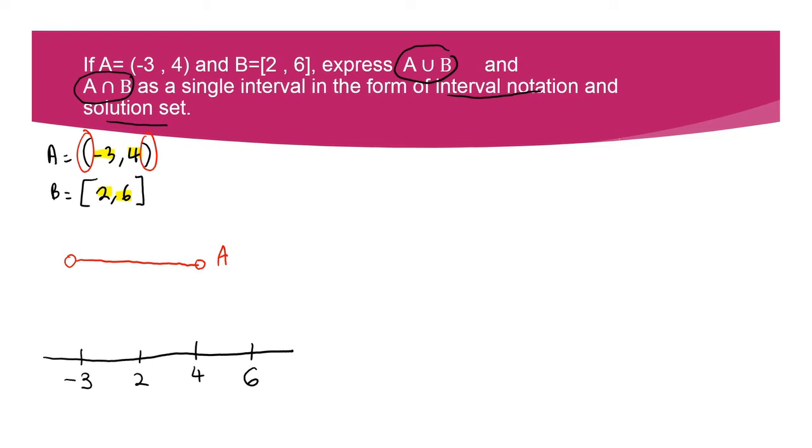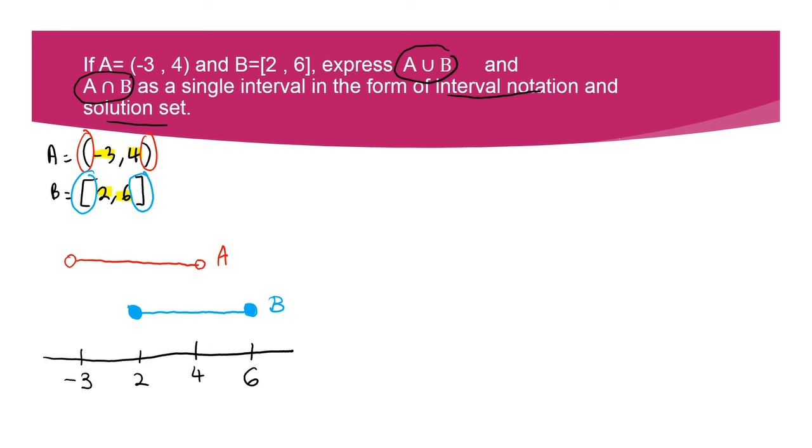Next, for number line B, I have 2 numbers. They are 2, 6. So I have 2 points at 2, 6. At 2, the bracket is closed. At 6, the bracket is also closed. So the points 2 and 6 are closed points. Now combine these 2 dots. This is my number line B. I have already drawn both number lines A and B.